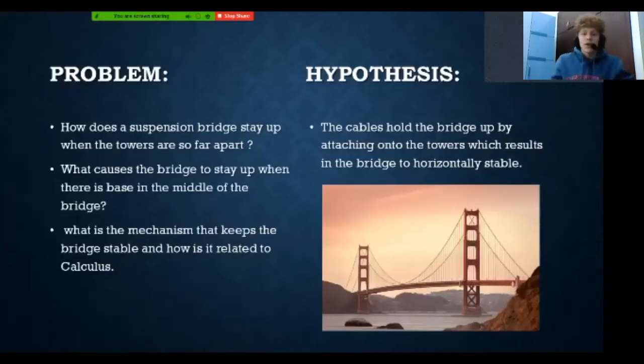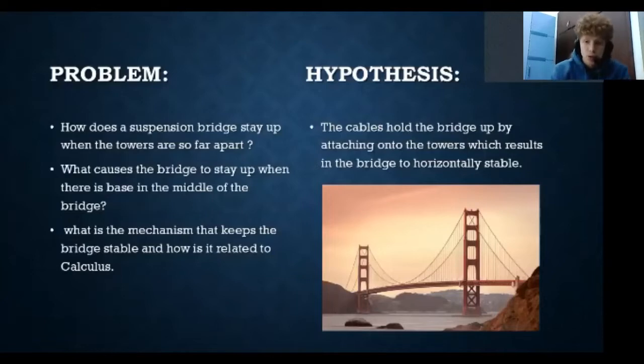Every research starts with problems and questions we don't have answers to. So we first asked: how does a suspension bridge stay up when the towers are so far apart? How is it still stable when we have two different poles over here and there's nothing holding it from down below? What causes the bridge to stay up when we don't have anything under it in the middle? How is it still stable and not falling apart?